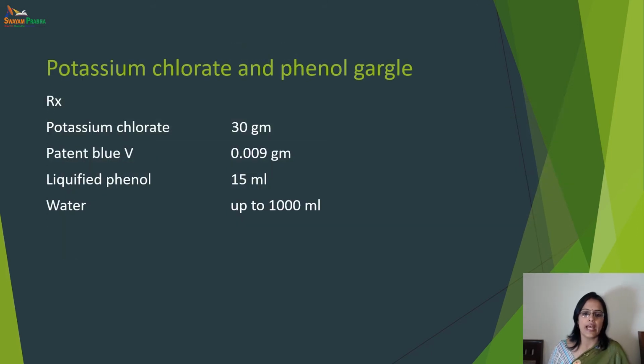Example, potassium chloride and phenol gargle. So this is the example. You just have a look at the formula. Potassium chlorate 30 grams and patent blue V 0.009 gram, liquefied phenol and water up to 1000 ml. So this is a formula of potassium chlorate and phenol gargle BPC.